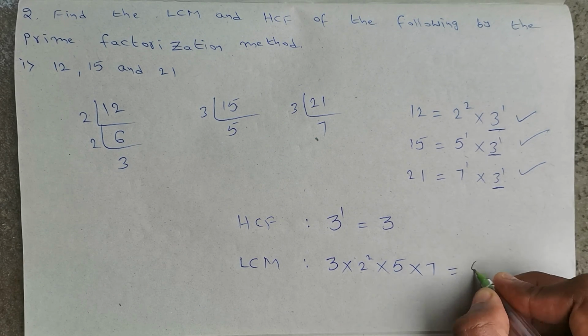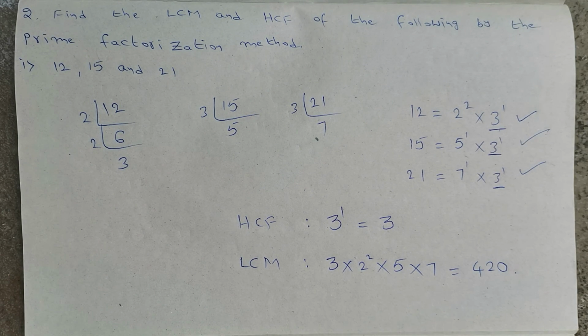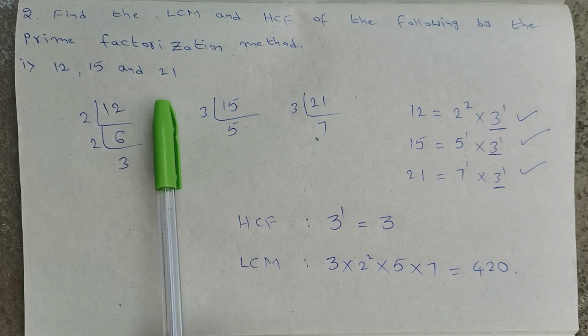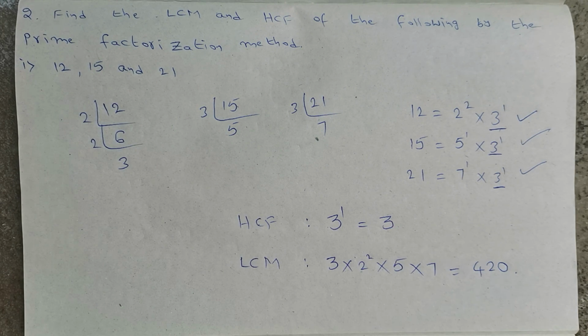That is equal to 420. HCF of 12, 15, 21 is 3 and LCM of 12, 15, 21 is 420. Okay, second one in that.